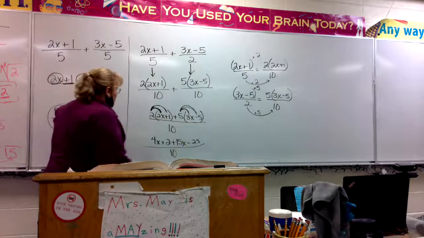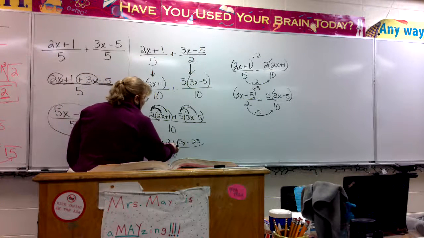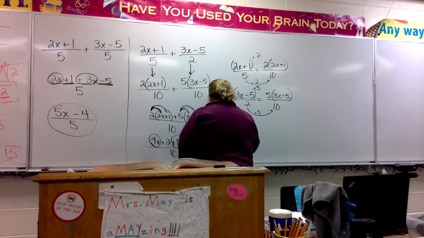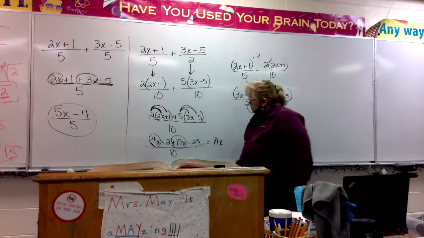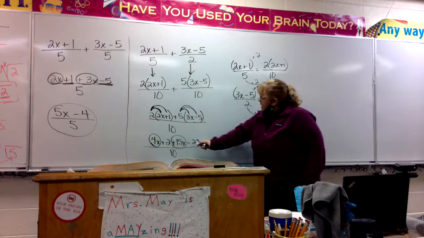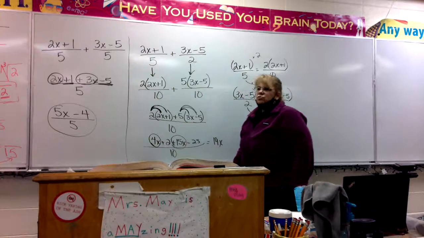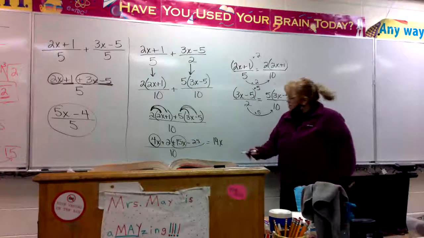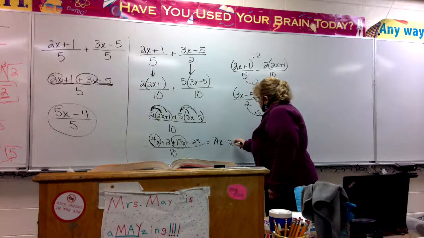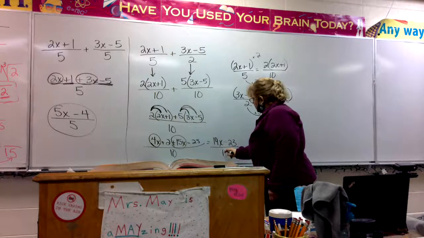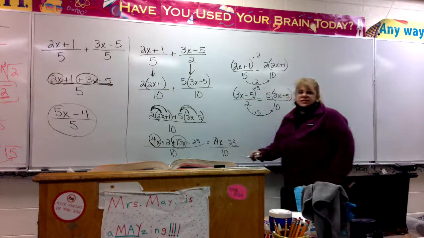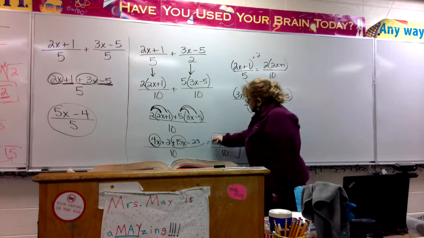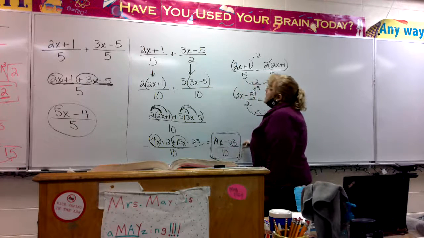And last, you've got to combine the like terms. I've got 4x and 15x. I think that's 19x. And then I have a negative 25 plus 2. I borrowed $25 and I paid you back 2. I still owe you $23. And 19 and 23 are both prime, so I don't think you're going to be able to reduce this at all. So do you remember doing that?